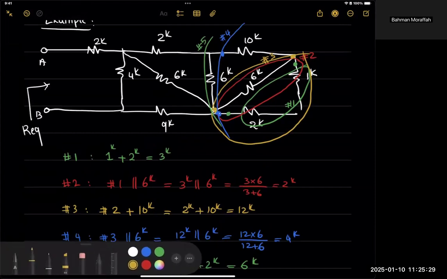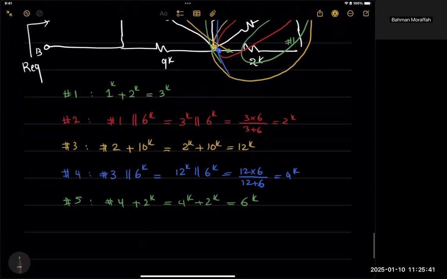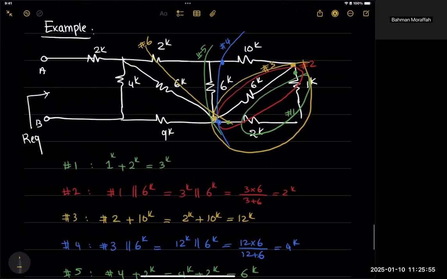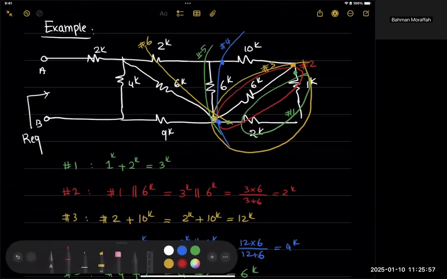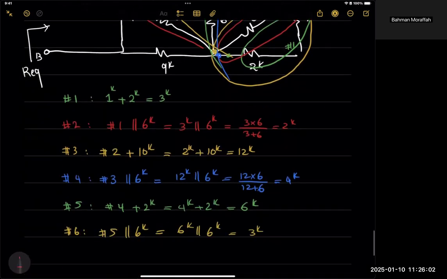Now what I need to do is replace this whole thing. Let's call that number 6, which is this number 5 in parallel with this 6K. So number 6 is number 5 in parallel with 6K, which is 6K in parallel with 6K, which is going to be 3K, right? Now I can replace this portion, the whole thing, with a resistance with value 3K.